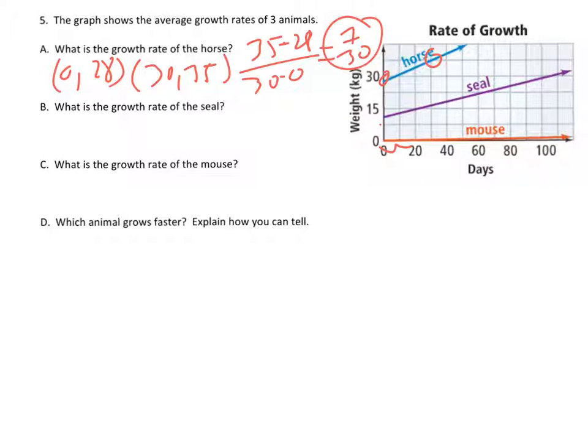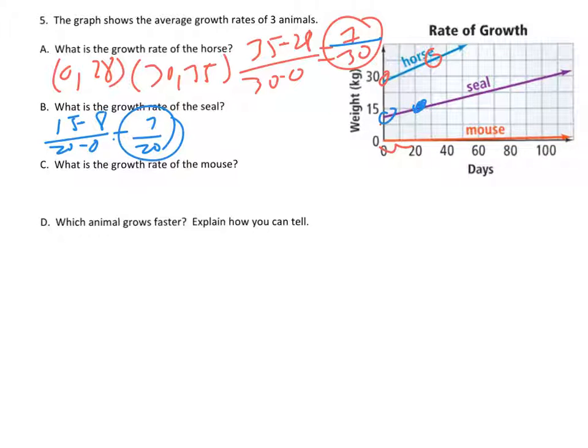The seal, we're going to go with 0, 8-ish, right? Let's call it 0, 8 because it's a nice number. Maybe it's 7.5, I don't know. And then let's go to 20, about 15 for the second dot right there. So again, calculating the slope here, we're going to have, let's see, 15 minus 8 on the top, and on the bottom, 20 minus 0. So it's a slope of about 7/20ths. Okay, so 7/20ths.